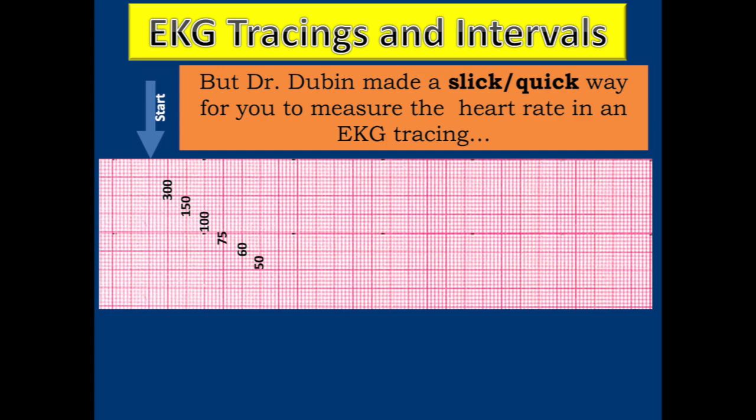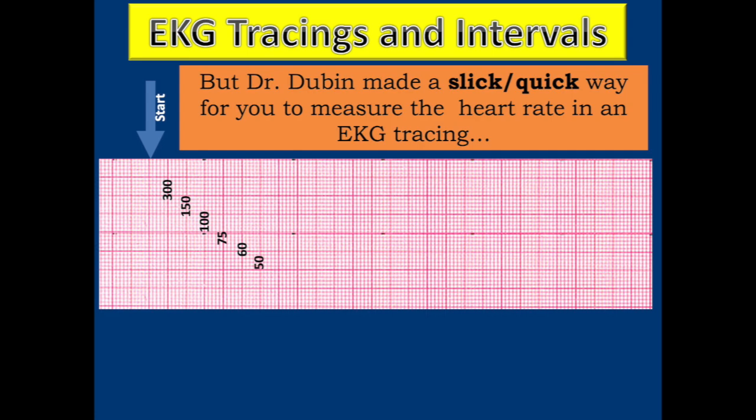But Dr. Dubin has a nice, slick, quick way for you to look at an EKG tracing, which you're going to be doing with your exams and some of your practice strips, to quickly discern what the rate is. So what I'm going to want you to memorize are the numbers as follows: 300, 150, 100, 75, 60, and 50. And I just want you to learn those cold.